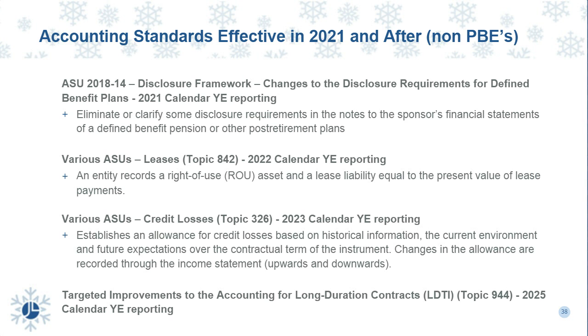And then the last one here is the targeted improvements to long duration insurance contracts. So this is the life companies generally. That now has gotten pushed out to 2025. And so definitely a longer runway on that one. And again, that came out in part of the relief from the coronavirus and the strains on organizations as they went to implement some of these very, very complex accounting standards.